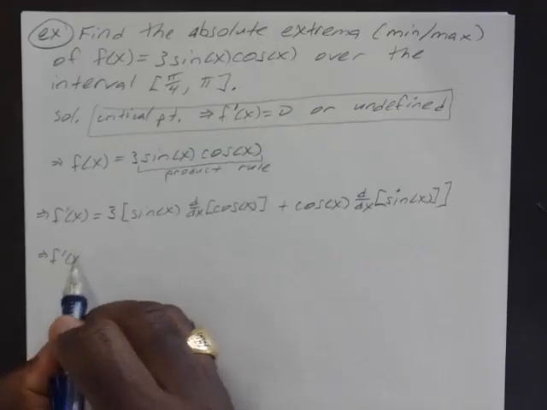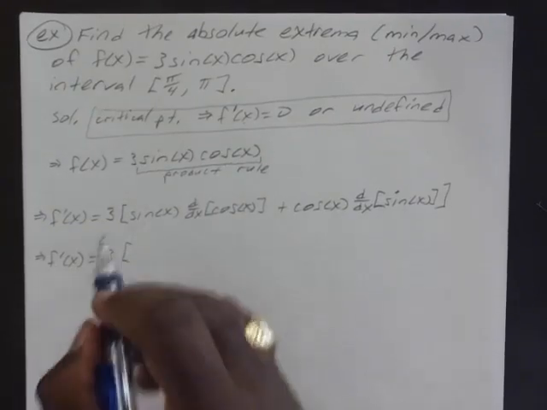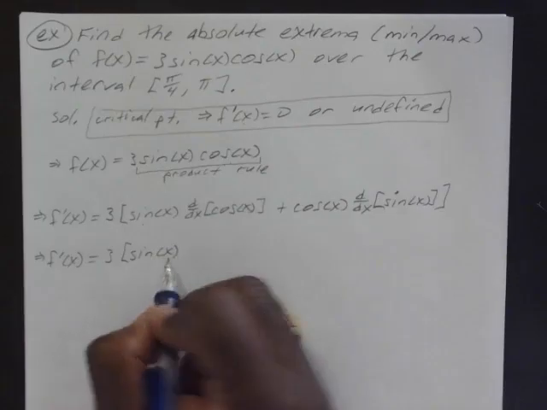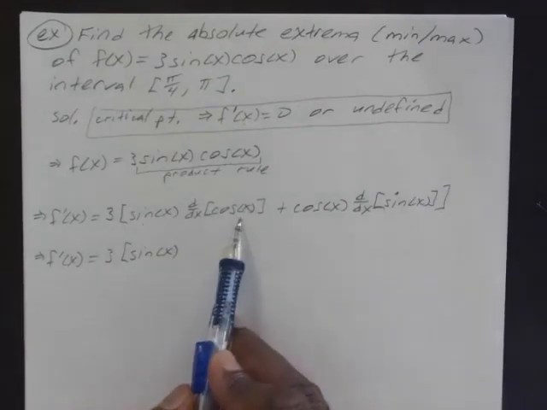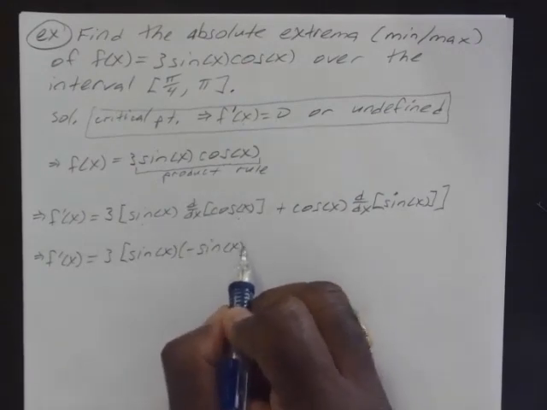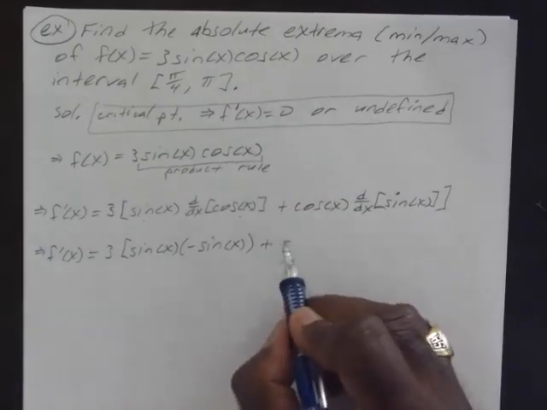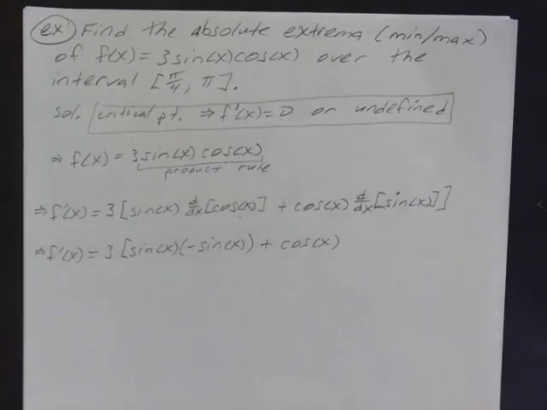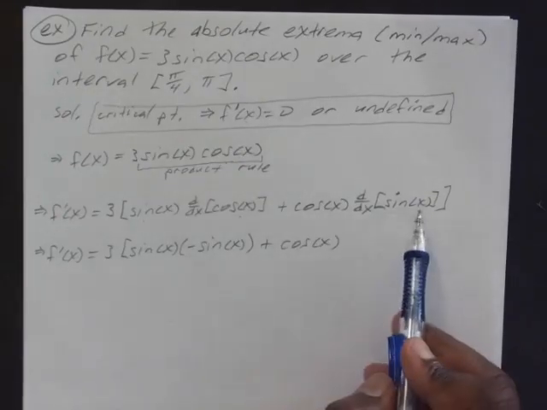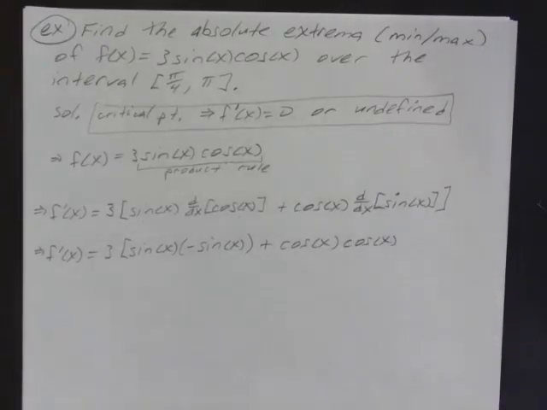Okay, so we know that f prime of x will equal 3 times that sine of x just stays sine of x, times the derivative of cosine, which is negative sine. So we have negative sine of x, plus cosine of x times the derivative of sine, which is just cosine. I'll put parentheses around that one.